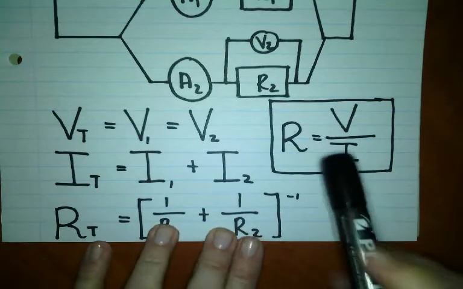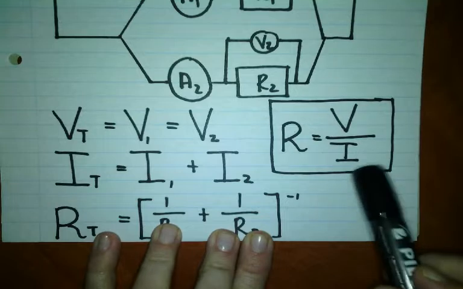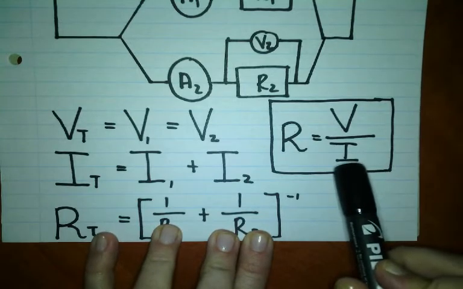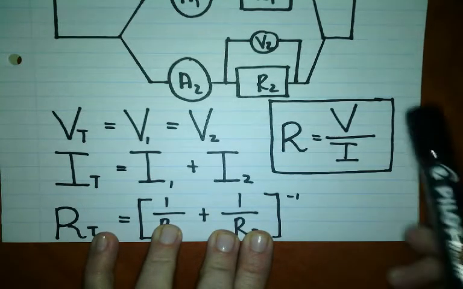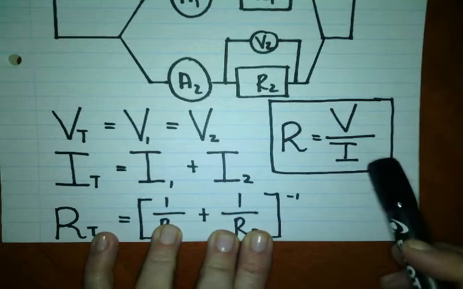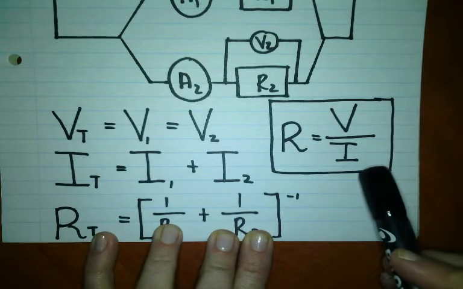And again, guys, please remember R equals V over I still counts. Right? This equation will be given. You don't have to memorize this equation. You need to be able to apply it.